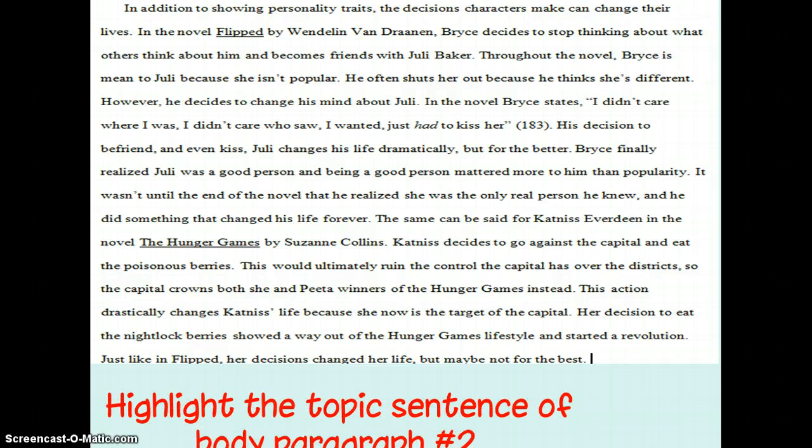Go ahead and highlight the topic sentence of body paragraph number 2. All right, let's see how you did. Here we only have one sentence that's serving as our topic sentence. In addition to showing personality traits, the decisions characters make can change their lives.